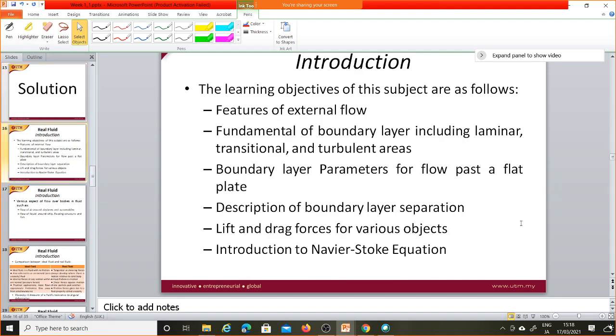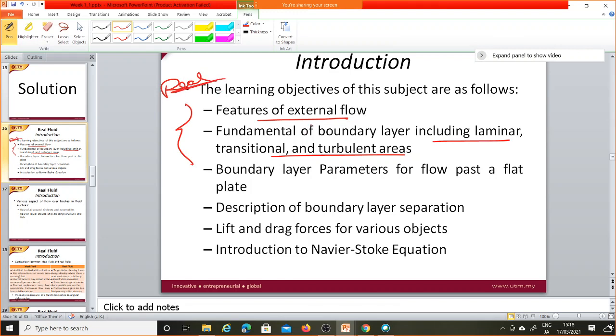So in this part, this is just a brief explanation. Okay, so laminar, turbulent, transition flow. Then we have what kind of boundary layer. You will get to know the details of those things. So here is the introduction. What are we going to learn here? We have the features of external flow, that is laminar or turbulent or transition flow. Fundamentals of the boundary layer, including laminar, transition and turbulent areas. Okay, so how the boundary layer will change. These are the contents for the real fluid part, because we will start the real part first.